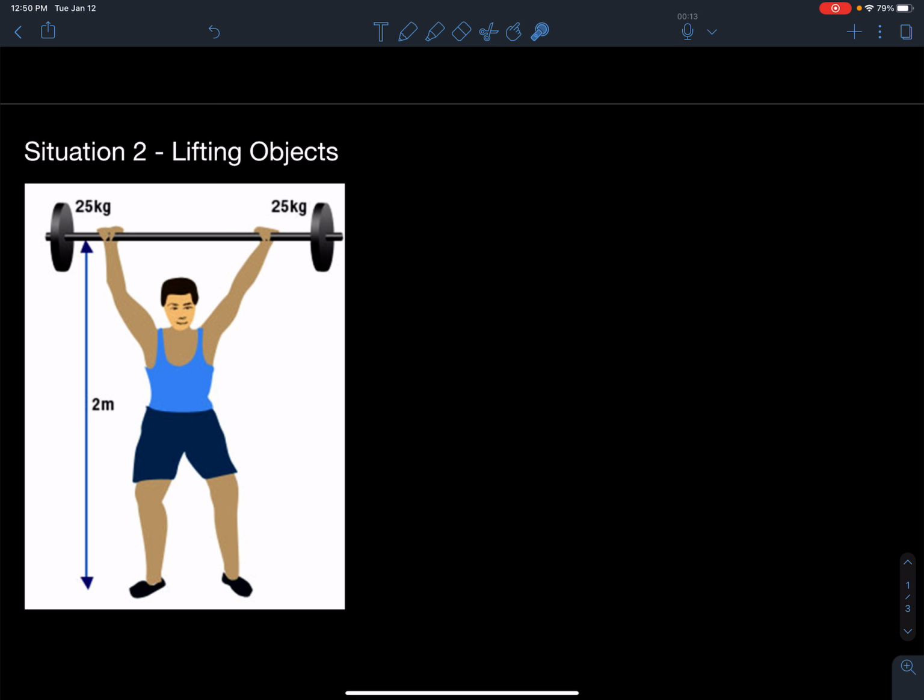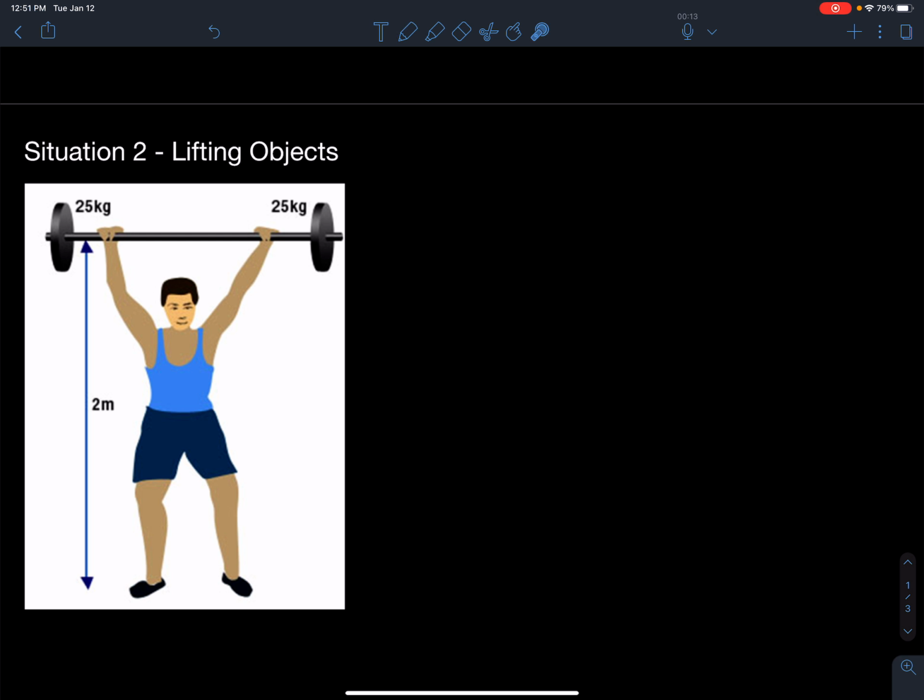And you guys have done this already many, many times. How do I calculate the work that this guy's got to do to lift 50 kilograms of weight, a total of 50 kilograms of mass, for a vertical distance of 2 meters? How would you do that? Pause the video and see if you can do that.